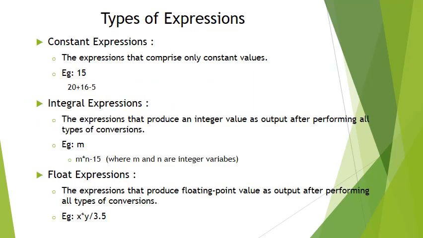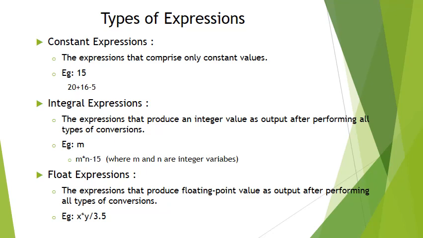Now we can see what are the different types of expression. The first category is constant expression. That is the expression that consists of only constant values. For example, the value 15 is a constant value, so it is an example for constant expression. Similarly, 20 plus 16 minus 5, that is 36 minus 5, 31, which is a constant value. So it is an example for constant expression.